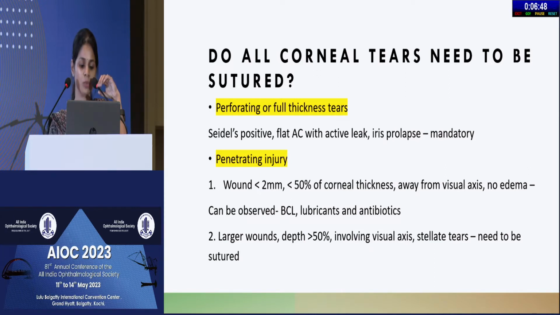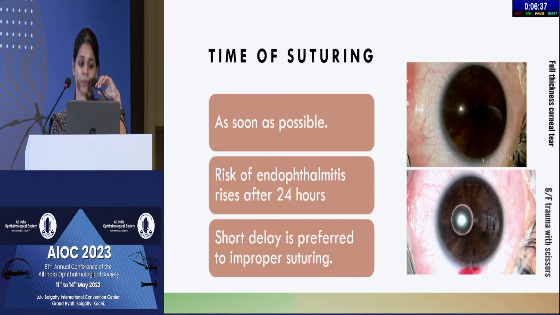But a larger wound with a depth of more than 50% involving the visual axis, stellate, fine tears, or in a pediatric age group, we have to suture them. So time of suturing is ideally as soon as possible because the risk of endophthalmitis increases with time, although a short delay is still preferred to improper management or suturing.